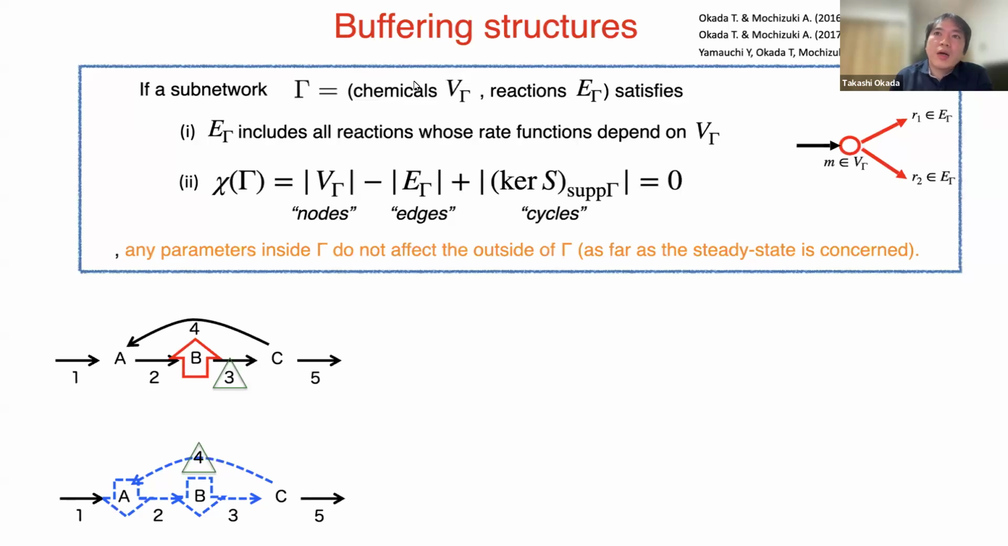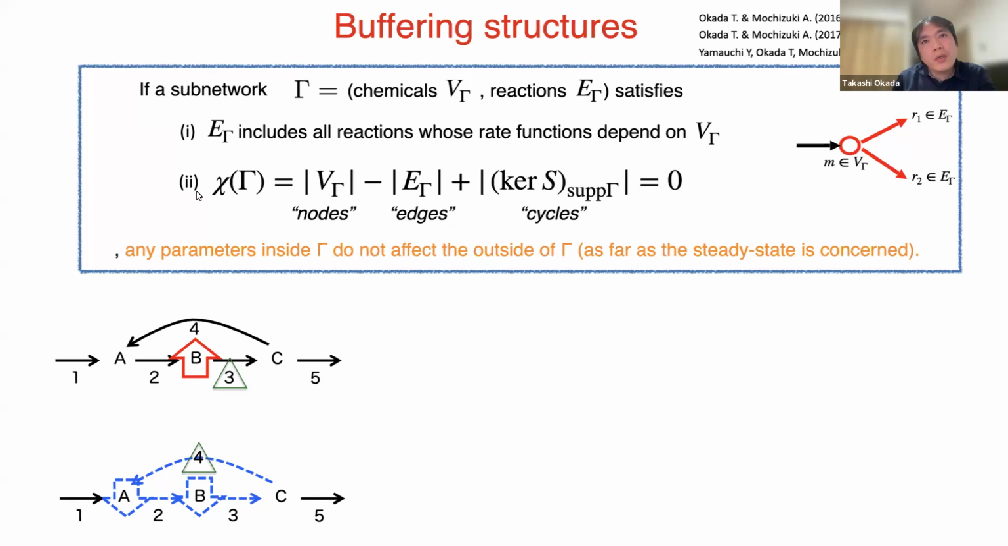Sorry, so the gamma consists of a subset of chemicals, V, and a subset of reactions, E, okay? And the first condition is that the reactions inside gamma include all reactions whose rate functions depend on chemical species of gamma. So this means that, for example, let's suppose that this chemical species is inside gamma, then these two emanating reactions must depend on this concentration. So we need to include these two reactions as members of E gamma. Okay, this is the first condition.